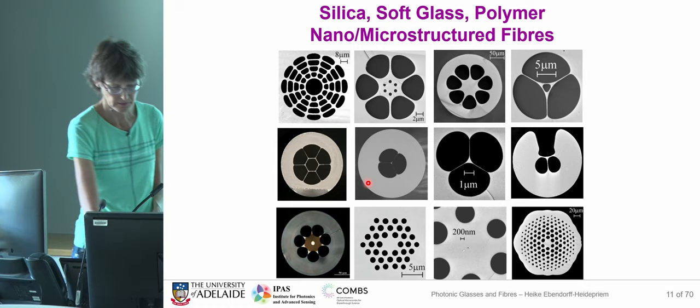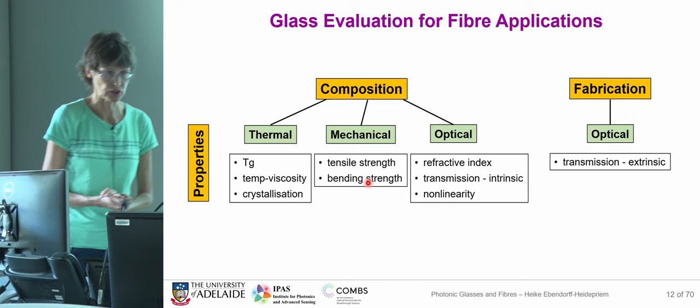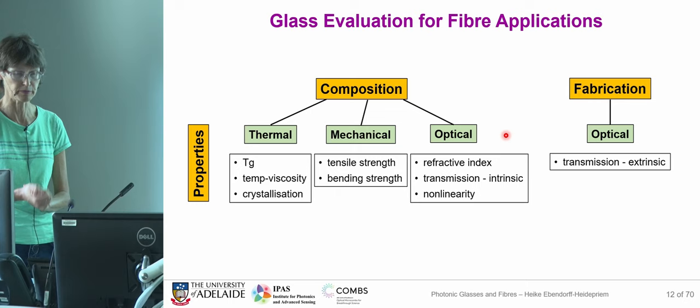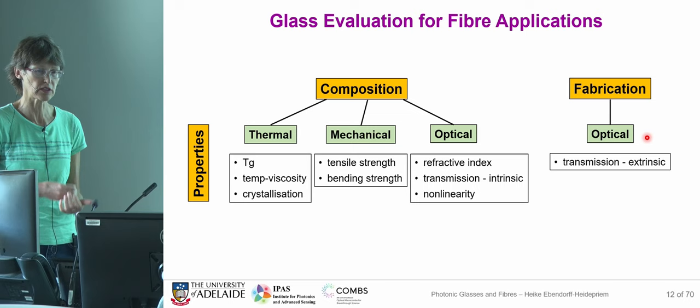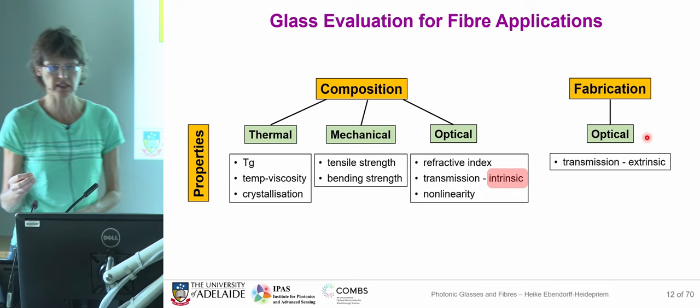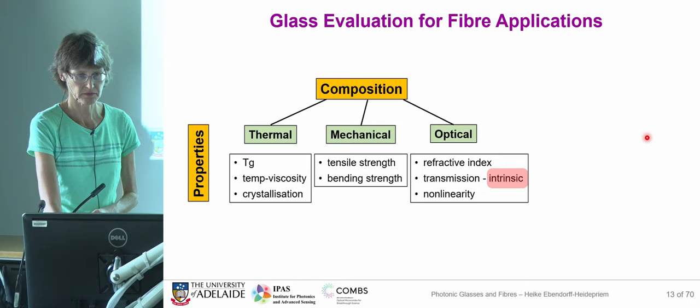Now back to basic glass science. I'm looking at the glass evaluation for fiber applications. So as we know, the composition determines the properties. Here are a few examples of thermal, mechanical, and optical properties. The fabrication is also important for optical properties because the fabrication also determines the optical properties, in particular the optical transmission of a glass or of a fiber. But let me start with intrinsic properties, really given by the glass composition, and later on, the extrinsic properties.